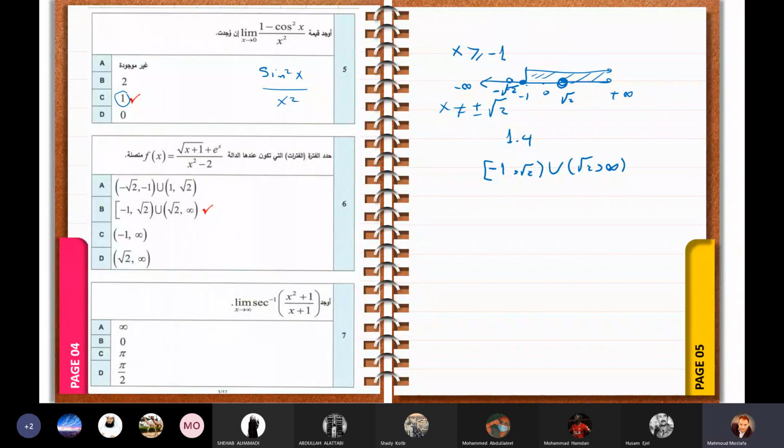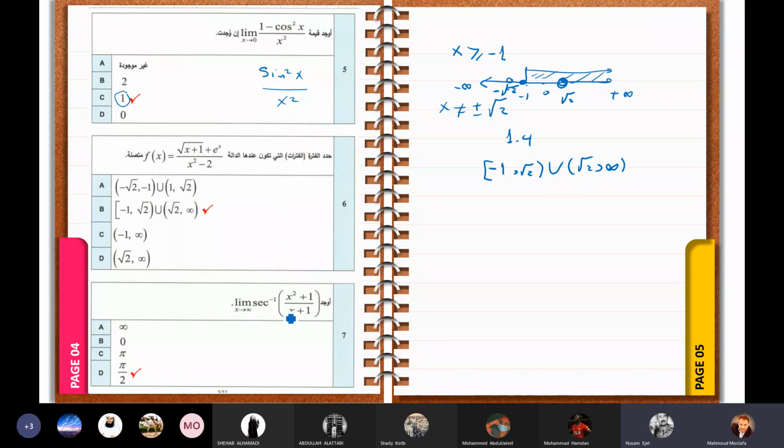Okay, excellent. Now, find the limit when x approaches infinity of inverse secant of x squared plus 1 over x plus 1. Here, I have to first find the limit of the inner one. When x approaches infinity, the limit here will be what? Infinity. Okay, the inverse secant of infinity is what? Pi over 2. Easy? Yes.